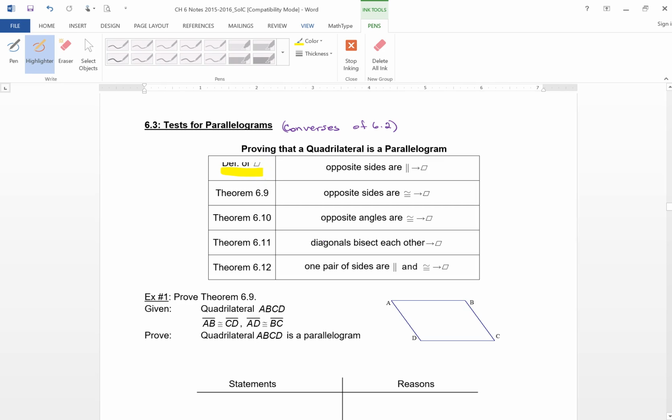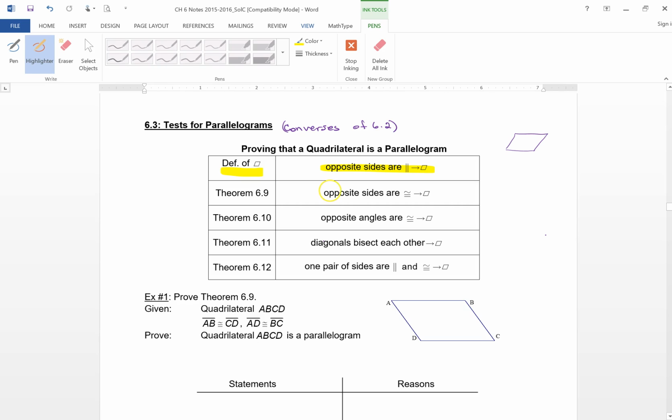And remember, we had said that a parallelogram is a quadrilateral where two pairs of opposite sides are parallel. Now, suppose you come across some random quadrilateral and you want to ask yourself, is that quadrilateral a parallelogram? Well, one way to figure out is you check to see, are the opposite sides parallel? If the opposite sides are parallel, then it is a parallelogram. So that's using the definition.